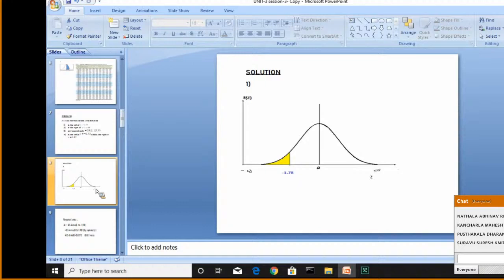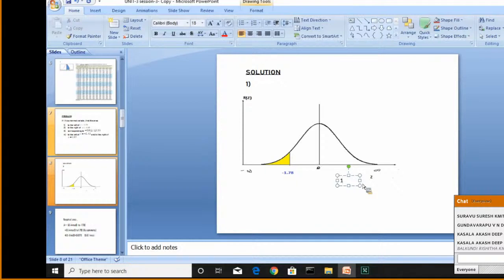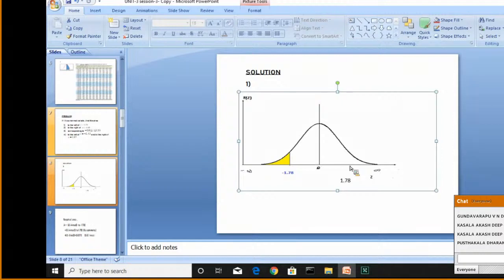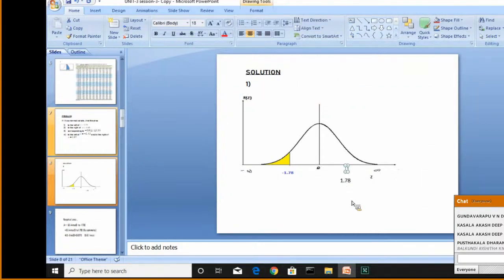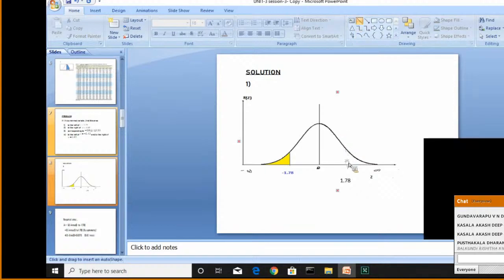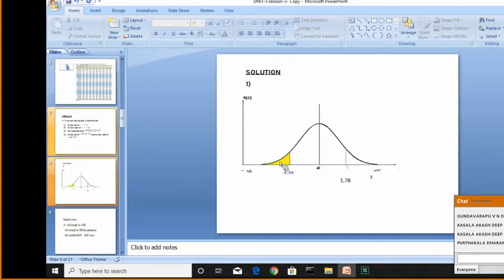Now I am going back to show the figure. We want to find the area to the left of minus 1.78, that means minus infinity to minus 1.78. Am I correct? That is the area of this yellow color which I have marked. Since it is symmetric about the y-axis, the area from minus infinity to minus 1.78 will be the same as the area from 1.78 to infinity. I will draw a line here. So this part area will be the same as this part area.